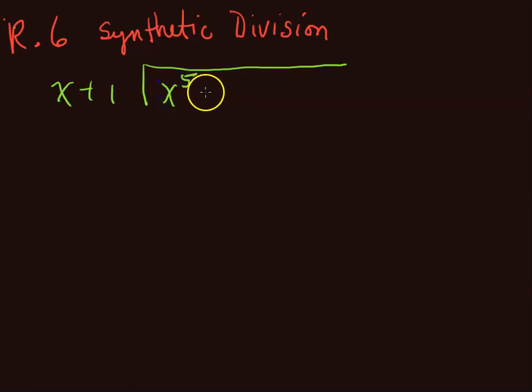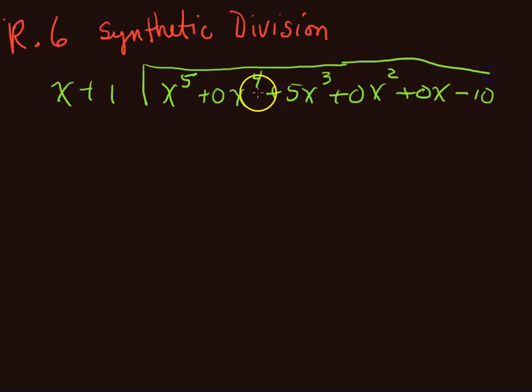plus 5x cubed, so you need a 0x to the fourth, and then the 5x cubed. Then there's no x squared here, so we've got a 0x squared. We've got no x, so it's 0x. And we have a constant negative 10. Okay. So we can do long division and figure this out.